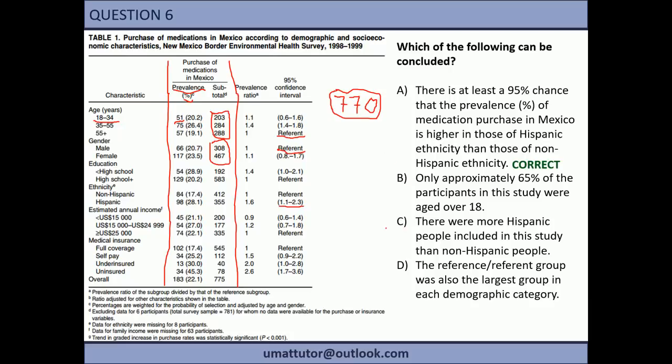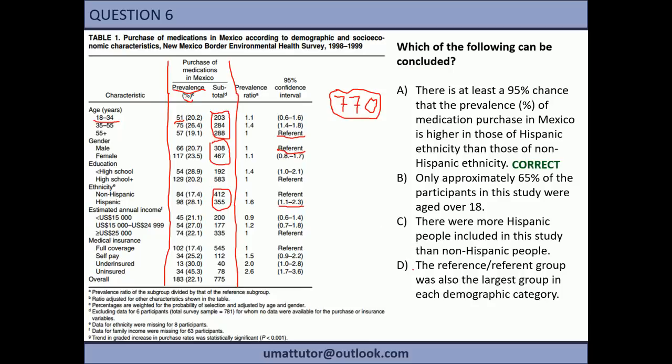Option C, there were more Hispanic people included in the study than non-Hispanic. Again, it may be a tempting option given that a lot of the numbers here for Hispanic are higher, 98 versus 84, 28 versus 17, 1.6 versus 1. So a lot of higher numbers in the Hispanic row, but the key one, and the one we're interested in, is this column here, because ultimately it's a question of the number of people who are in the study in the Hispanic and non-Hispanic groups. And as you can see, the non-Hispanic group had more people. So option C is incorrect.